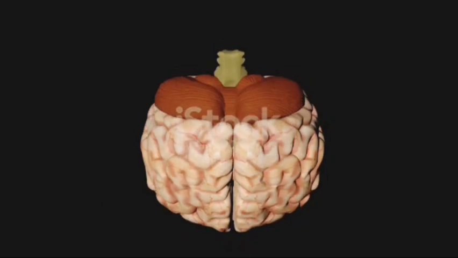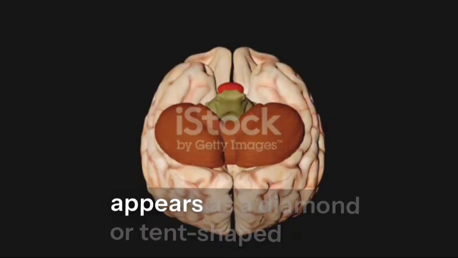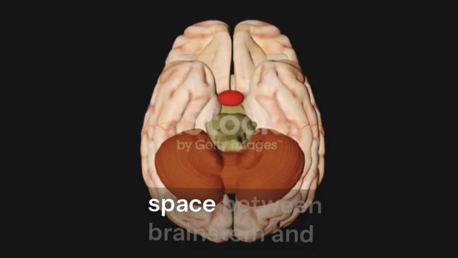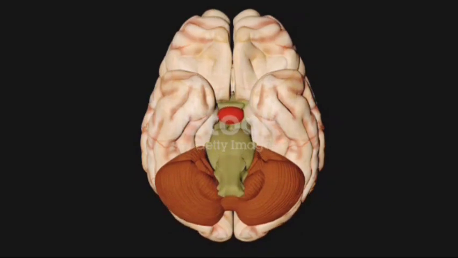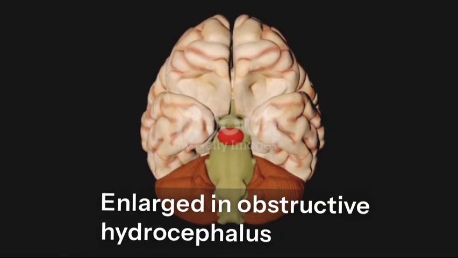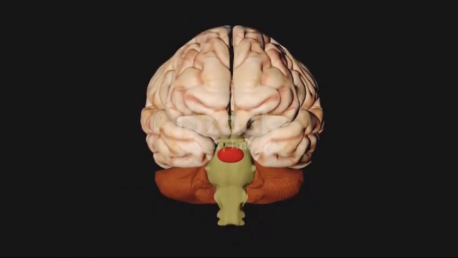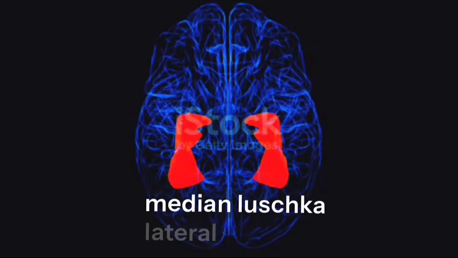Radiologic appearance on MRI and CT: appears as a diamond or tent-shaped space between the brainstem and cerebellum. Enlarged in obstructive hydrocephalus. Mnemonic for apertures: Magendie, median; Luschka, lateral.